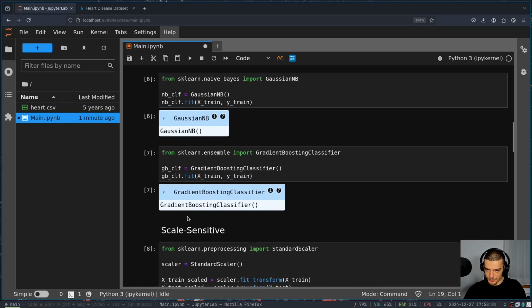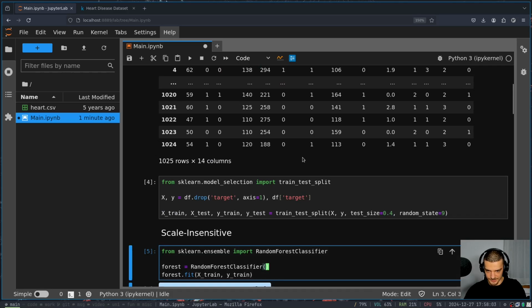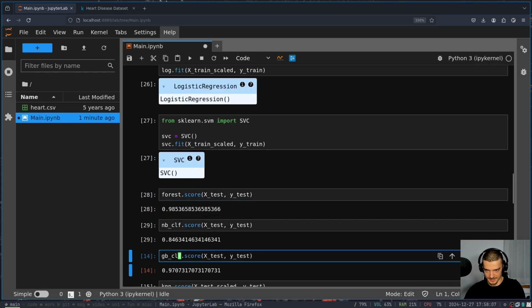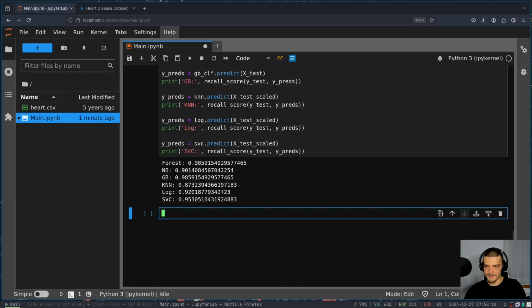Actually, I wanted to use a random state for the forest as well. So I'm going to say random state is equal to 9 and run all of this again. I think it stays the same.